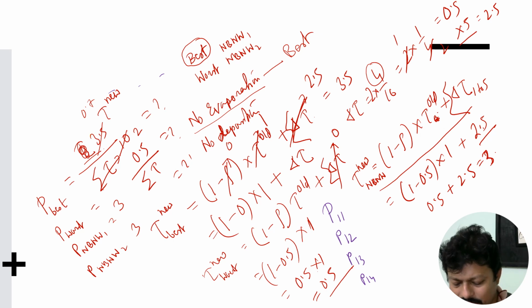So let me calculate it a little bit. The first one, I found 3.5 by 10. So 3.5 divided by 10. It is coming as P best, the probability of pheromone deposition for the best path of the previous iteration, is coming to be 0.35.